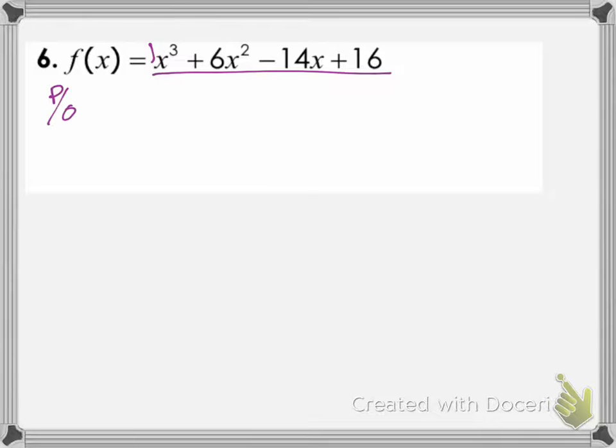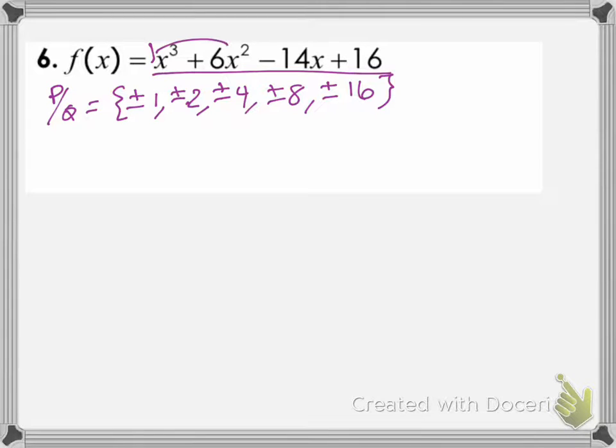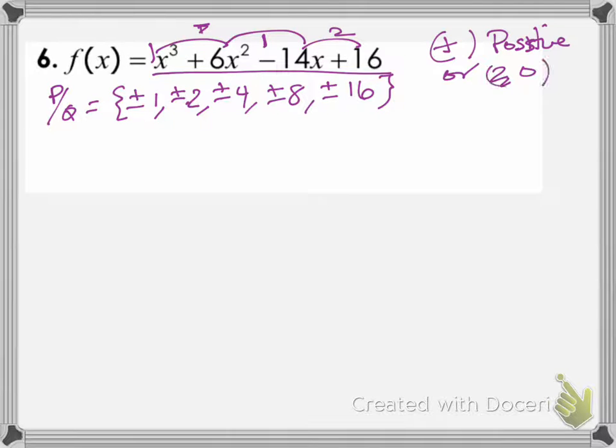So P over Q, I could say, is plus or minus 1, plus or minus 2, plus or minus 4, plus or minus 8, plus or minus 16. Okay, let's see. If I try to reduce that down to see if there's like 1 positive or 3 positive, it goes positive to positive, that's 1, no change. Positive to negative, there's my first sign change, and negative to positive, 2. So I have 2 positive or 0, so 2 or 0. So that's not good because it could have 0.